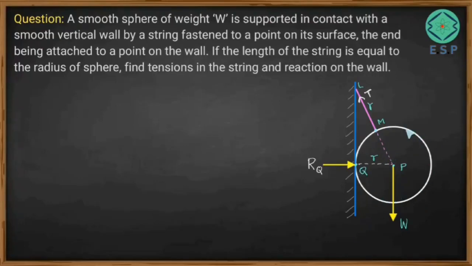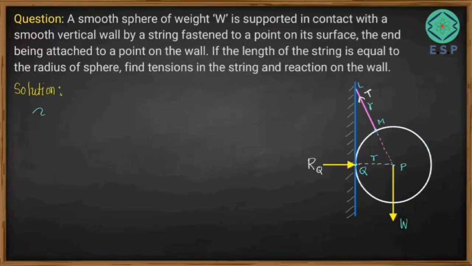In order to solve this problem, we can draw the free body diagram of this figure. So let me draw the free body diagram first. If you carefully observe this situation, there are three forces: one is RQ, another is W, and the third is the tension in the string. They are passing through the common point P. So it is a case of coplanar concurrent forces. We can solve this problem with the help of Lami's theorem, but for that we need this particular angle. So I will first draw the free body diagram of this situation.